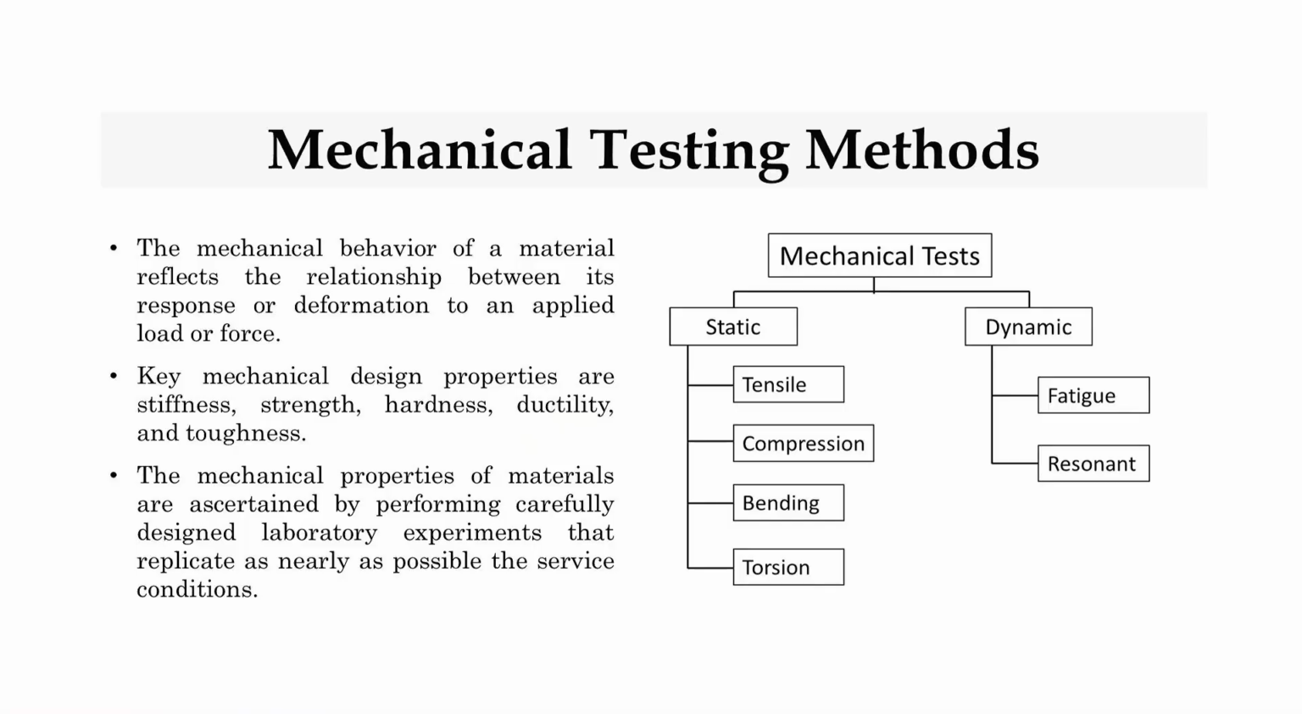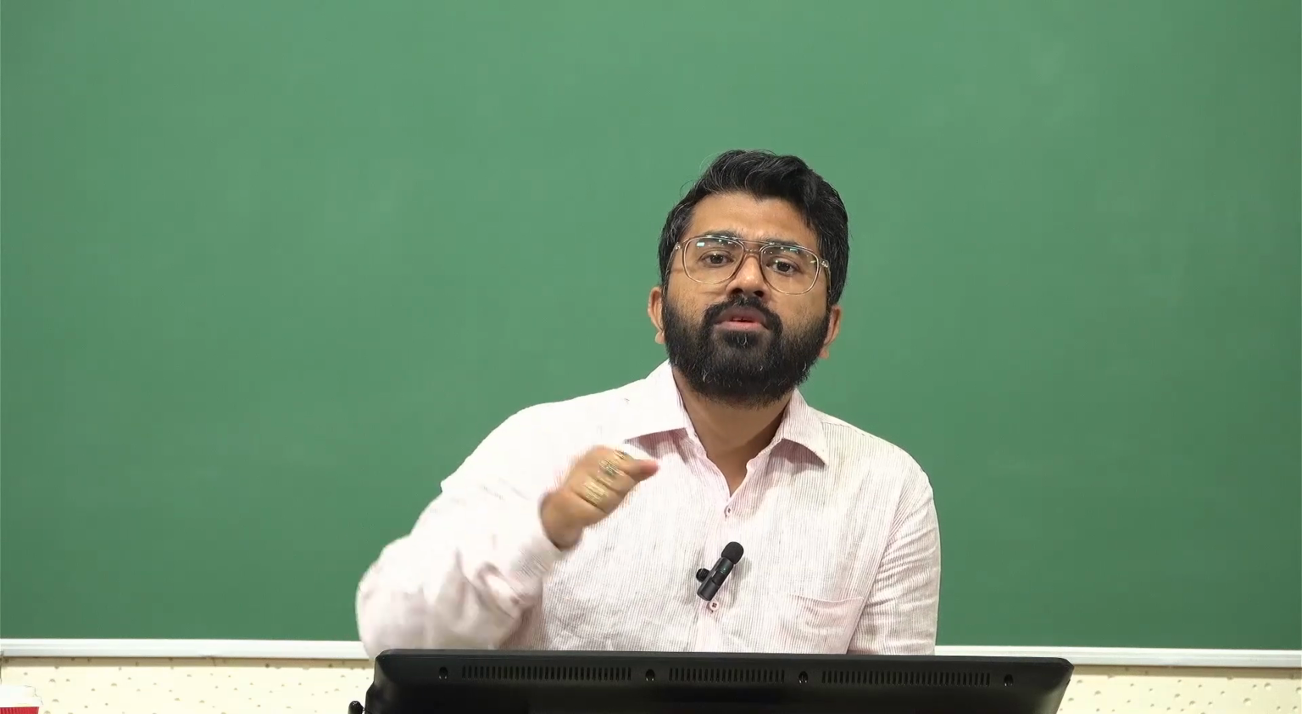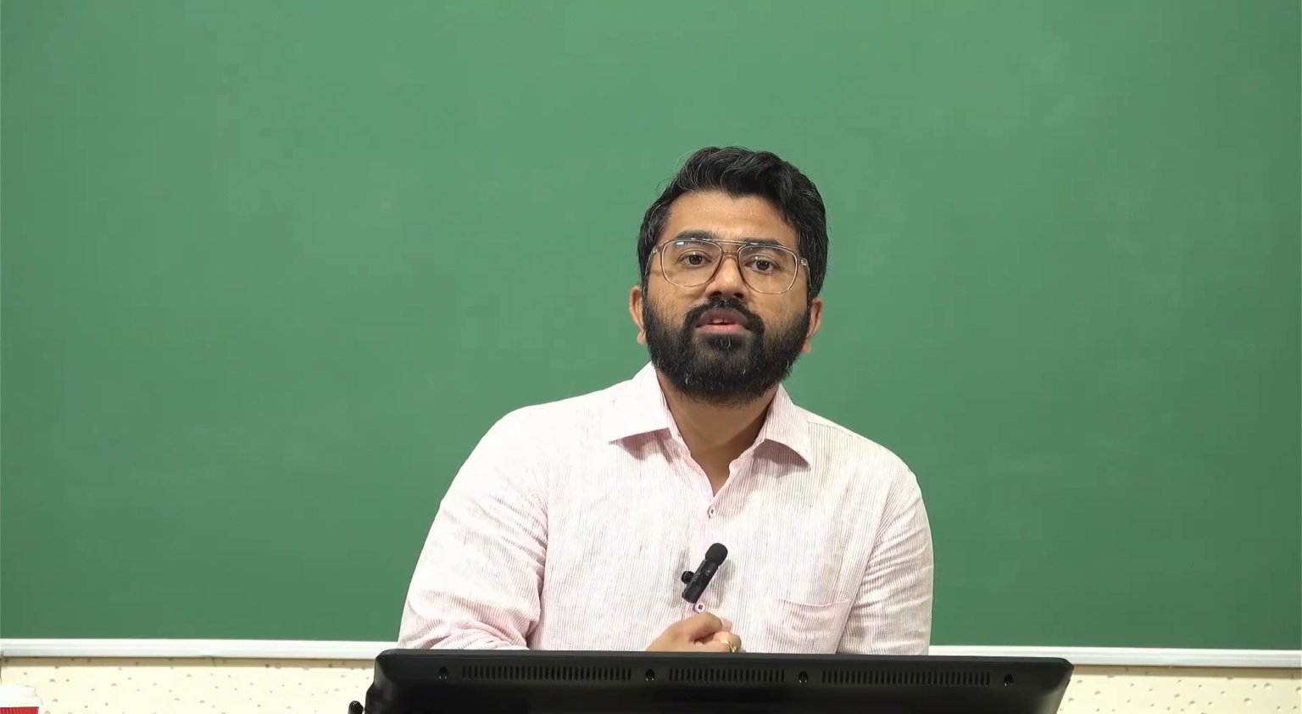The key mechanical design properties are stiffness, strength, hardness, ductility, toughness. All of these terms may be used pretty interchangeably in the industry, but they have different meanings. The first one, stiffness. Stiffness is known as resistance to deformation. So, if I am going to basically push a person, that person doesn't want to get pushed, right? Like that's the resistance to deformation. So that's the stiffness of that person.